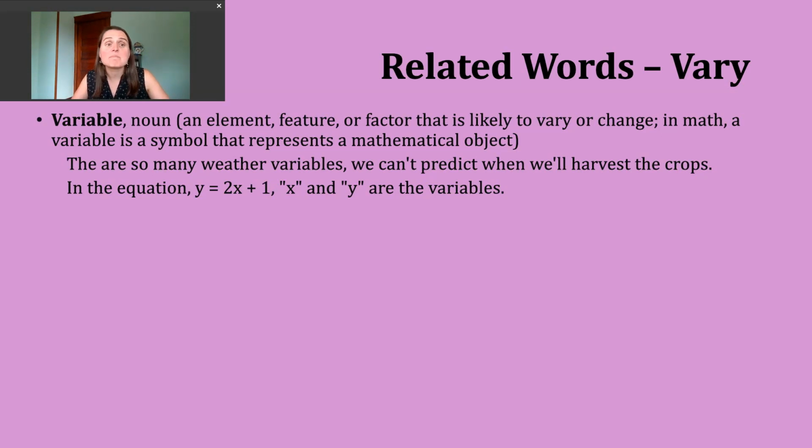So in math, many times we use this word variable to talk about a symbol that represents a mathematical object. So something that can change, something that is not staying the same or staying constant. An example of this might be, in the equation y equals 2x plus 1, x and y are the variables. So that's the equation of a line there, and we know that there will be different points along that line, and can result in different values for x and different values for y.